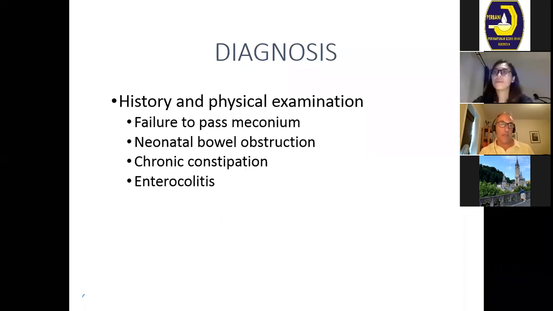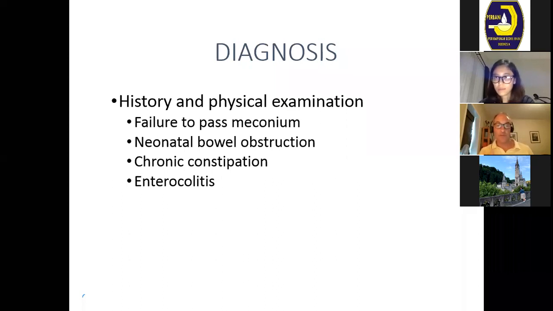Many of these children, about half, will present with a neonatal bowel obstruction. We do a workup, which we'll talk about, and make the diagnosis quite early on. But some of them will present with chronic constipation, so they will do okay in the neonatal period. And then as they get older, they develop severe chronic constipation, usually with other things like failure to thrive or a big distended abdomen.